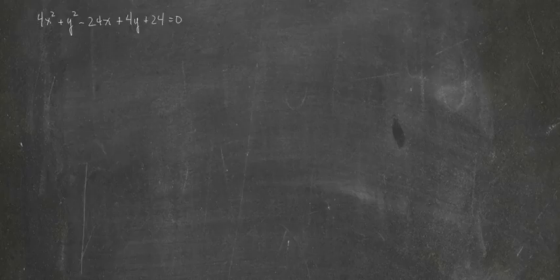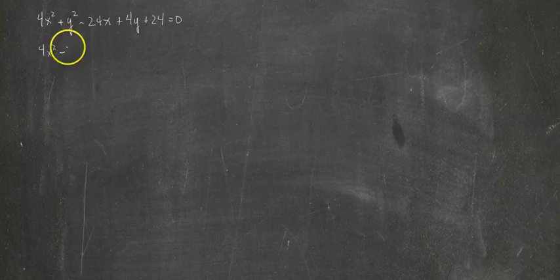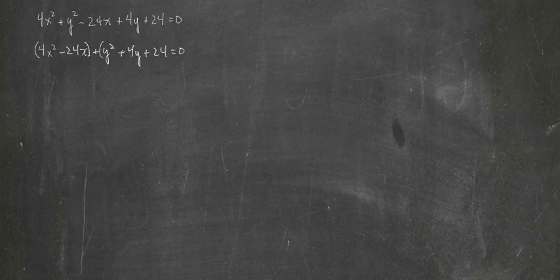Okay, so we want to graph this ellipse. It's not yet in the form that we like it to be in. And as we learned with parabolas, we just have to complete the square on both variables. So let's rearrange the equation so that we get our x terms and our y terms together. So I have 4x squared minus 24x plus y squared plus 4y plus 24 equals 0. Now I want to group my x terms together and my y terms together.